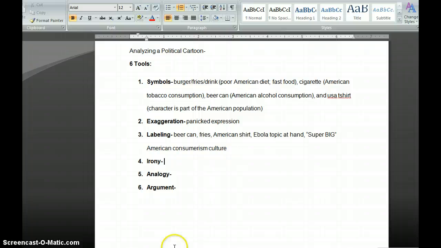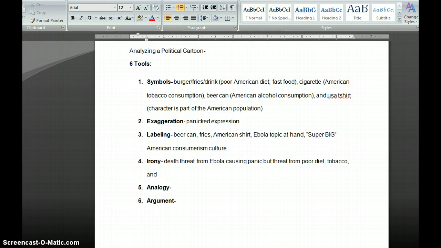So we want to take note. So the irony here is death threat from Ebola causing panic, but threat from poor diet, tobacco, and alcohol ignored.